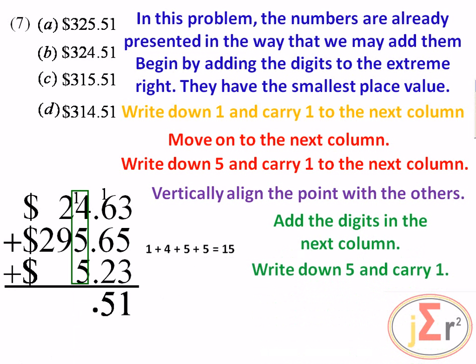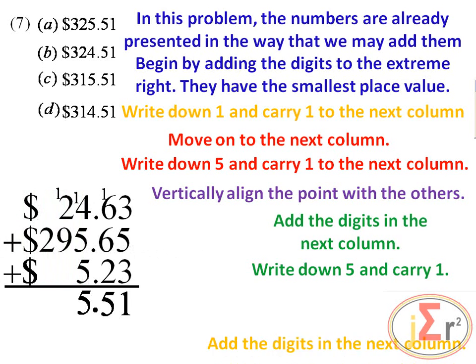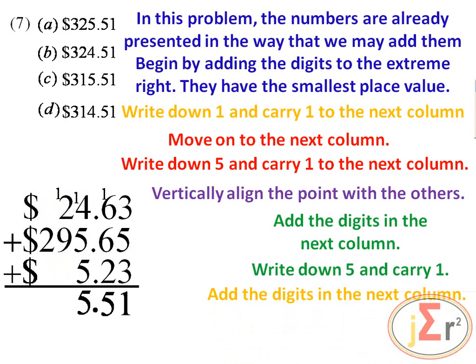Write down 5 and carry 1. And that is equal to? 12. Okay, Jerry is on it again. 12. So add the digits in the next column. So we have 1 plus 2 plus 9, and that is equal to 12. And we will put the ones digit of 12 down and carry the tens digit to the left, which we find the digit of greater significance, which is 10 times the present place value.